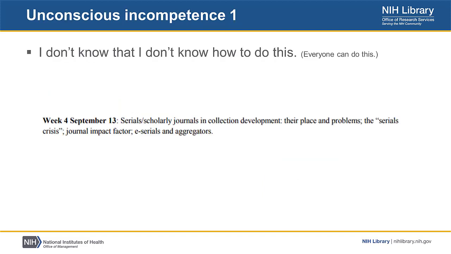Okay, starting from these 4 stages, the first one, for me, was actually pretty long, since I was a library student. I think the first time I heard about citation analysis, by that time, I don't think it was called bibliometrics yet. My attitude was like, I don't know that I don't know how to do this. It's like everyone can do this, because it's part of collection development. People were just talking about the journal impact factor, so it seemed very straightforward to me, and I was like, anybody can do it.